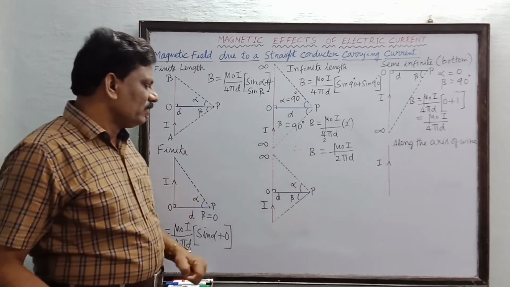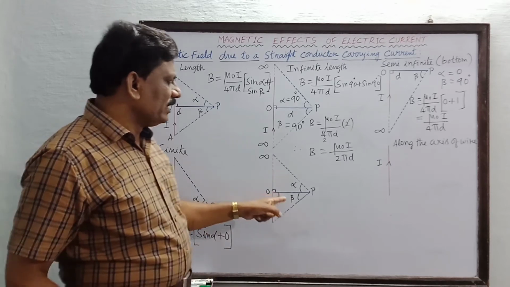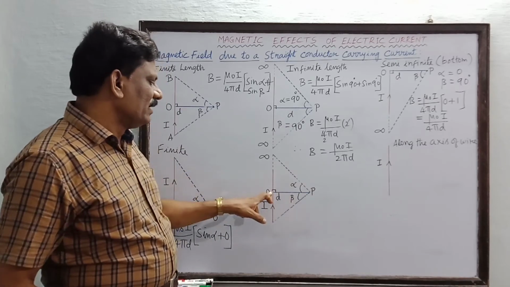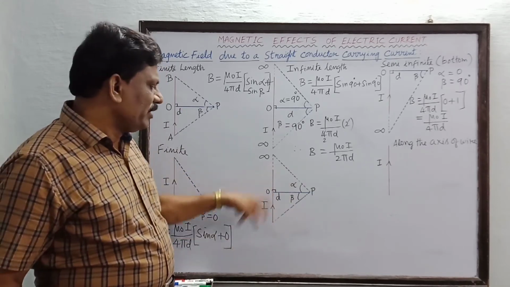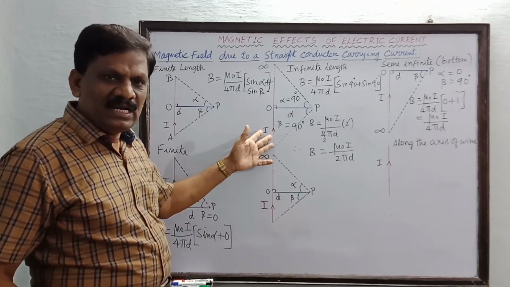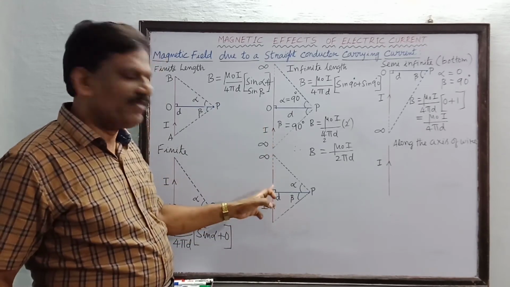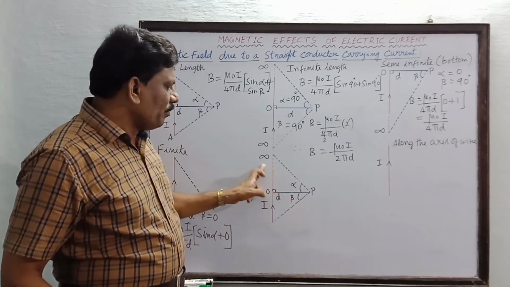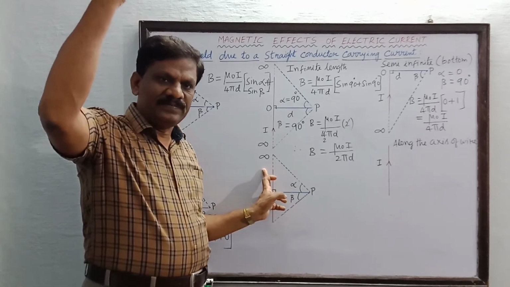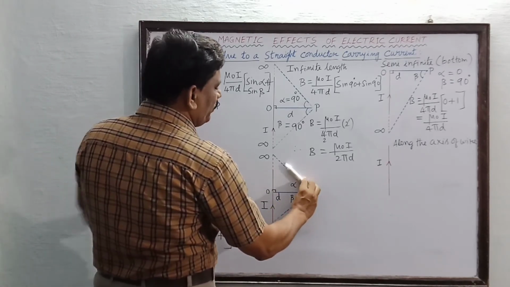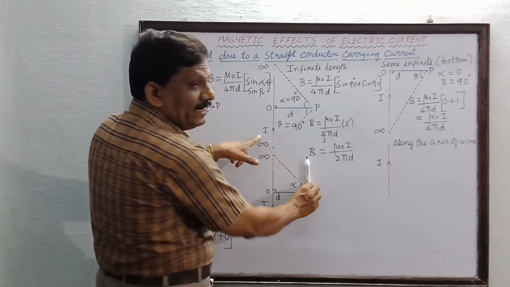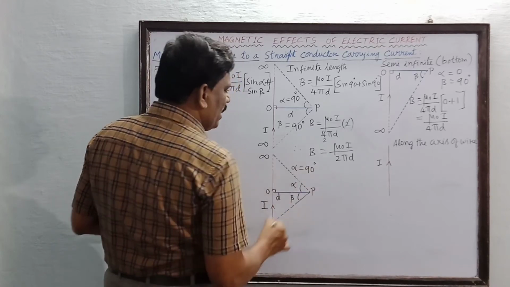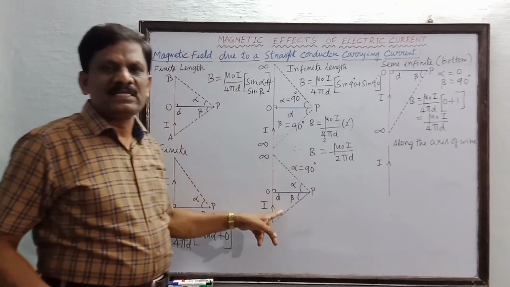Now the case 5. You can see that the conductor is semi-infinite only, but the point P is taken not at the other end. Somewhere in between infinity and the other end, I have taken the point O. From O the point P is at a distance D as usual. So the top end of the wire is extending up to infinity. The value of alpha must be equal to 90 degree at infinity. So here alpha is equal to 90 degree and beta is fixed.